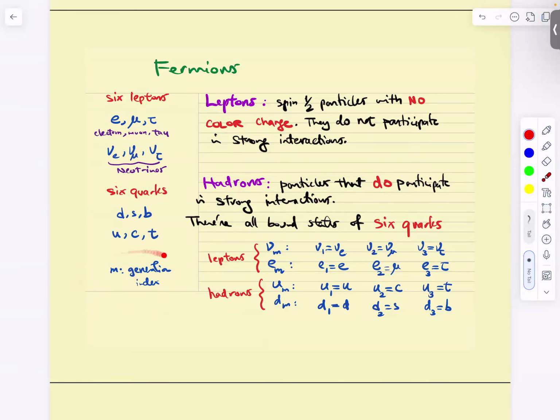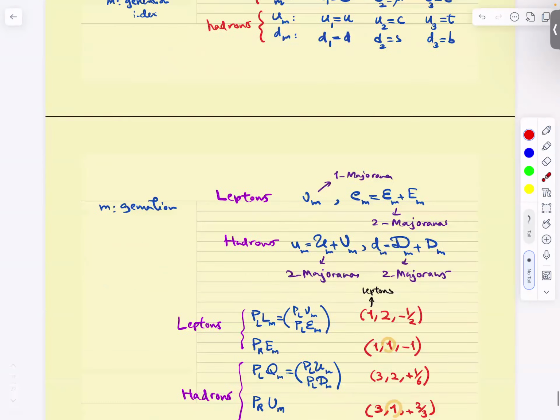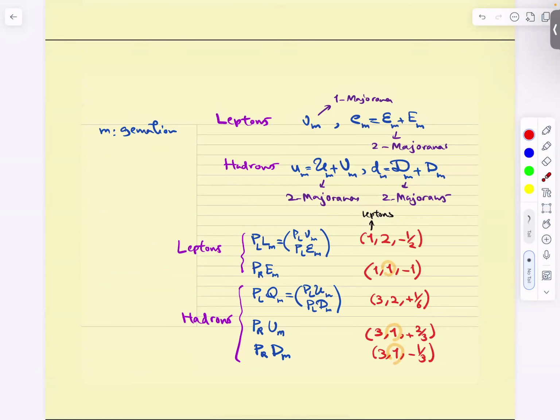So we organize them into 3 generations this way. Why did we do that? Because of their SU2 left charges. Then I said that I'm going to describe everything in Majorana notation. So neutrinos are only left-handed, nu m. For the electron, there will be a left-handed and a right-handed electron. The left-handed ones sit in a doublet of SU2 left. For hadrons, left-handed and right-handed, up and down, the left-handed ones sit in a doublet of SU2. A copy of this for 3 generations, for each generation. And here are the charges.